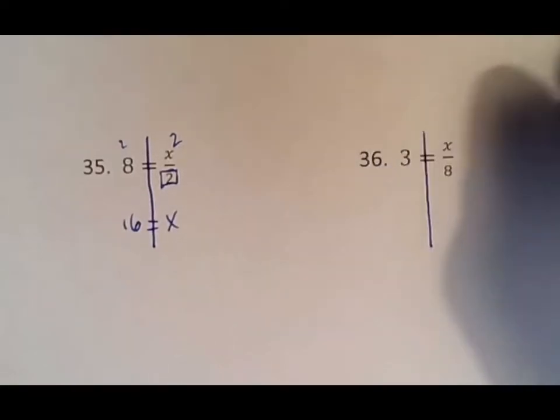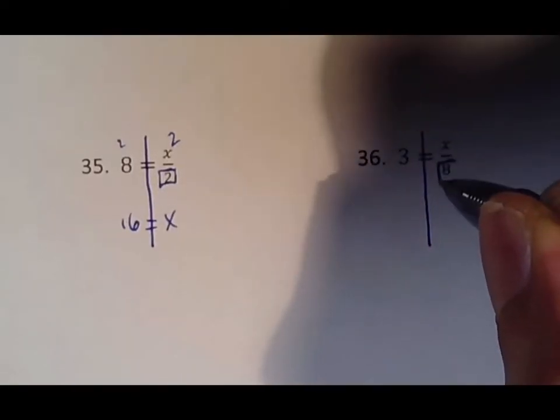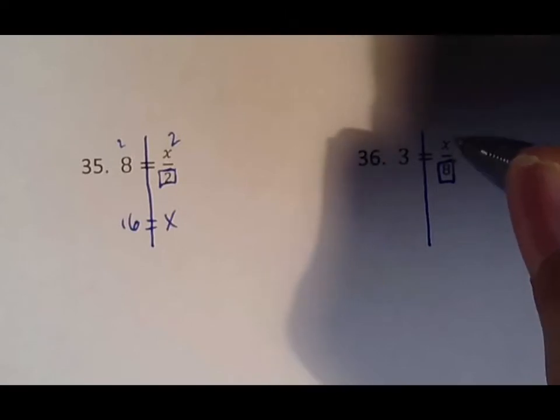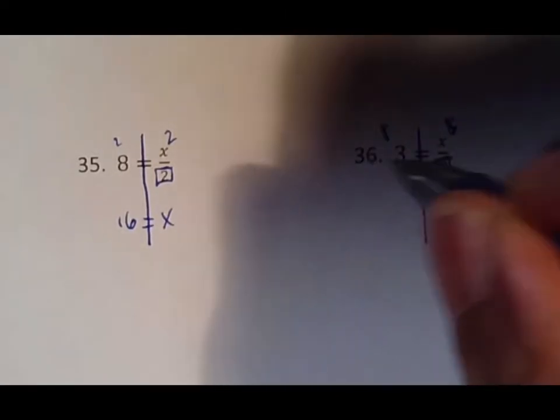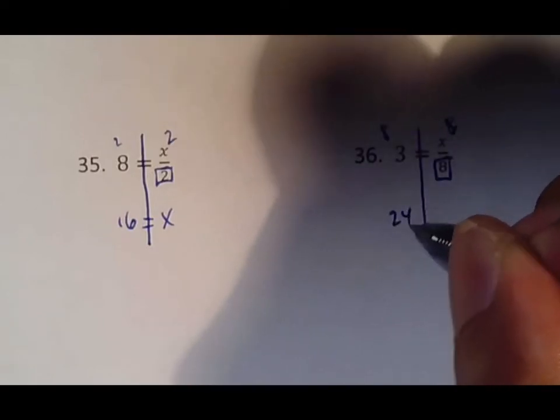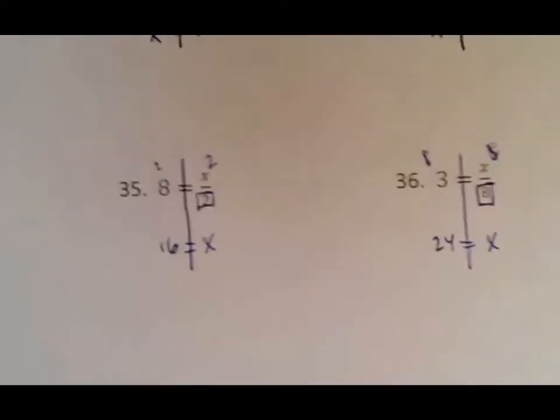This says 3 equals x over 8. Again, we're going to look at this here. Recognize this says x divided by 8, which means I'm going to multiply by 8. Those two things go away. 8 times 3 is 24. Equals comes down and x comes down.